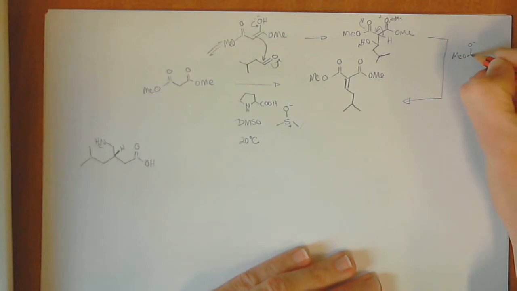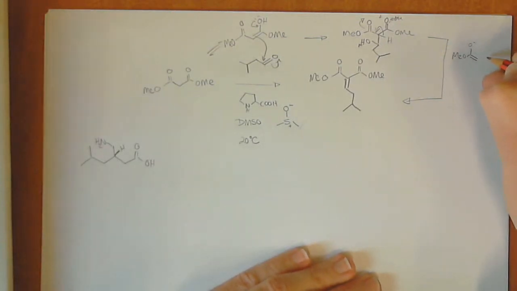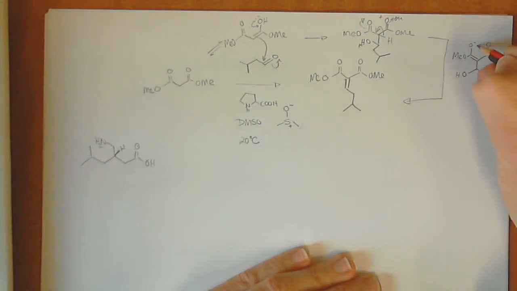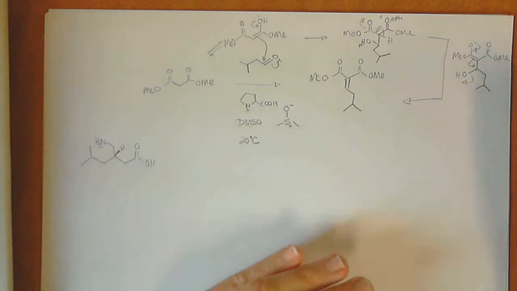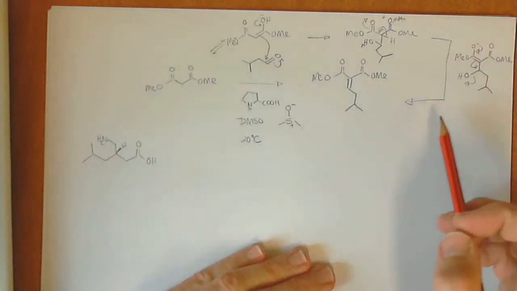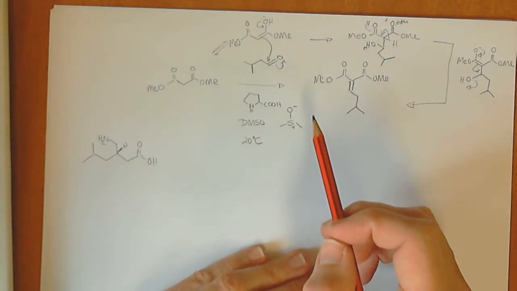so we get MeO, O minus, double bond, OMe, H, and that kicks back. Okay, so this was the E1CB mechanism. All right. I'm just showing you the mechanism of this.